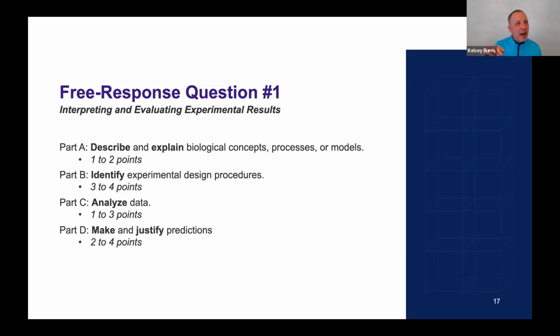So they'll ask you, maybe, what are the variables? What is a testable question? What were the controls? Part C is going to have you analyze data. And then part D is they're going to ask you to make or justify predictions. Now, I do want to point out part B, where you identify experimental design procedures. In AP Biology, there are no prescribed labs. There are no prescribed labs, okay?